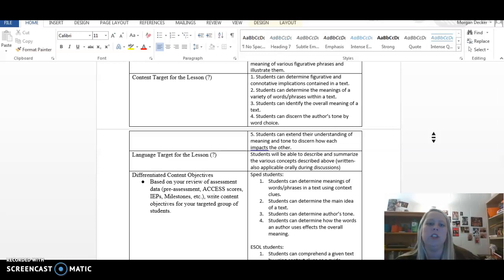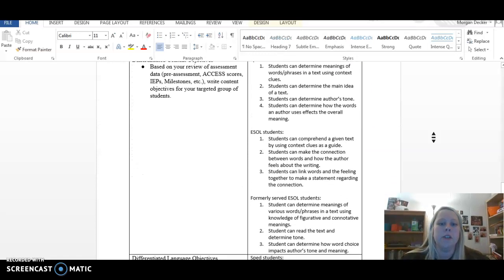And so I talked about content targets. Students can determine figurative and connotative implications contained in a text. Students can determine the meanings of a variety of words and phrases within a text. Students can identify the overall meaning of a text. Students can discern the author's tone by word choice, and then students can ultimately extend their understanding of meaning and tone to discern how each impacts the other.